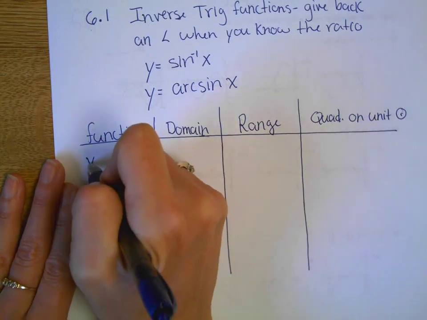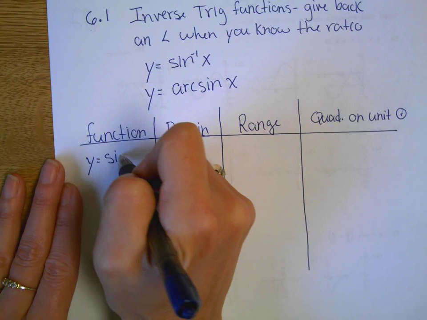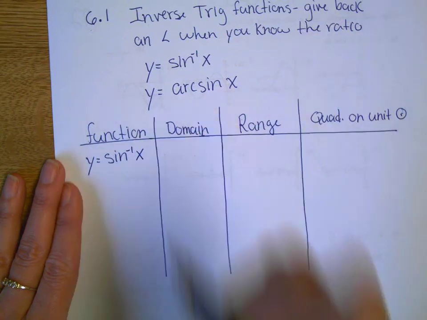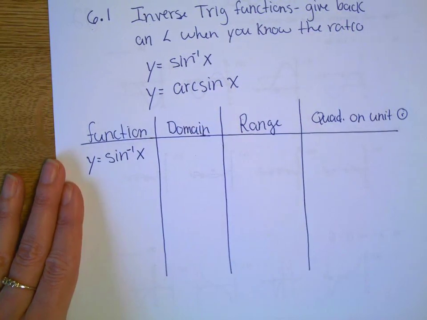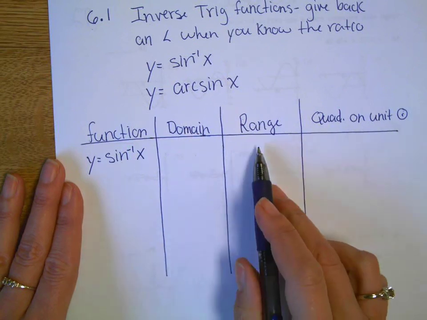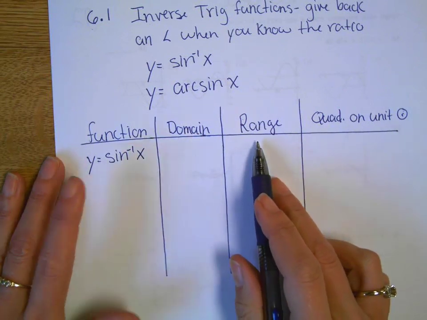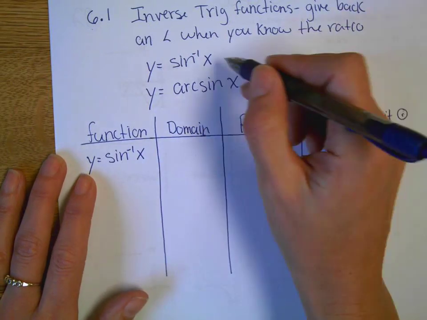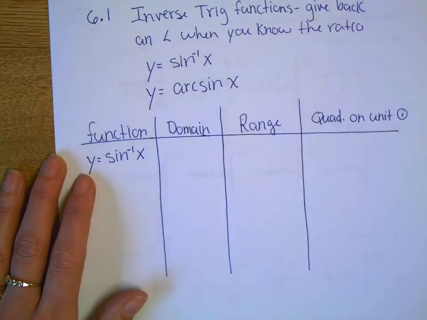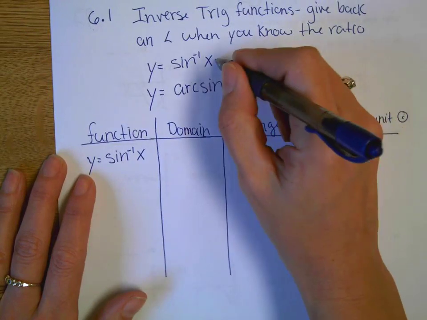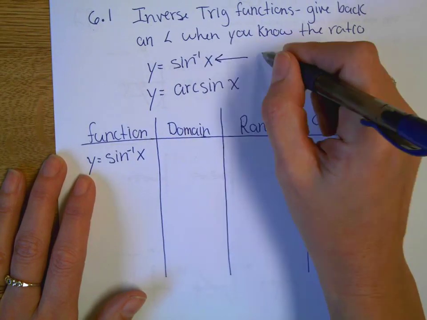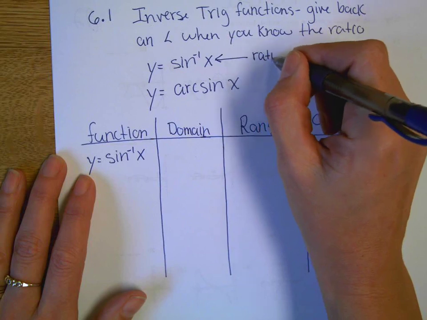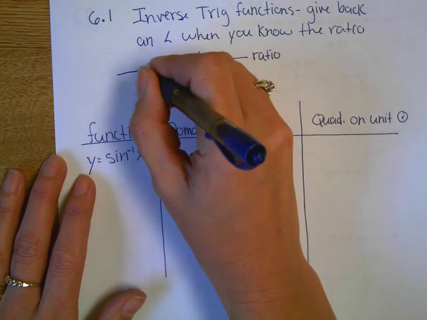Okay, so we'll do inverse sine first. The range on inverse sine, range is what our y values are going to come out, our angles. Remember, x is the ratio. I should probably have said that up here. X is the ratio, y is the angle.